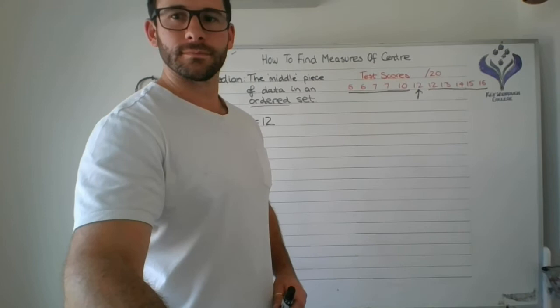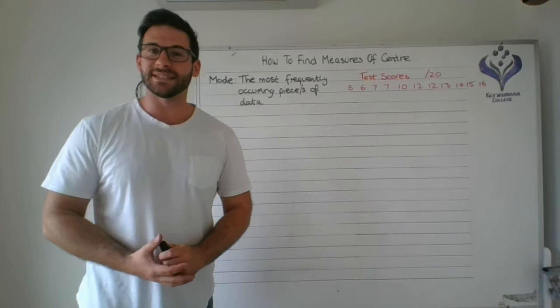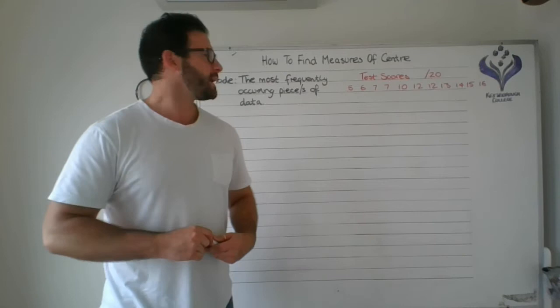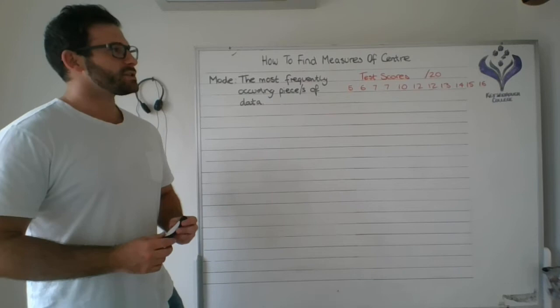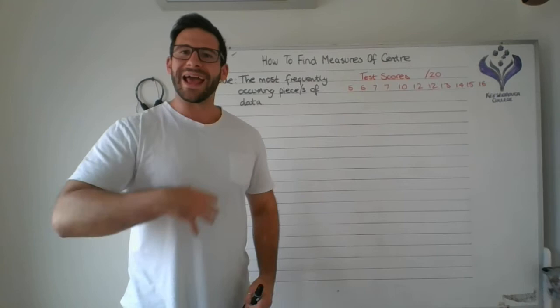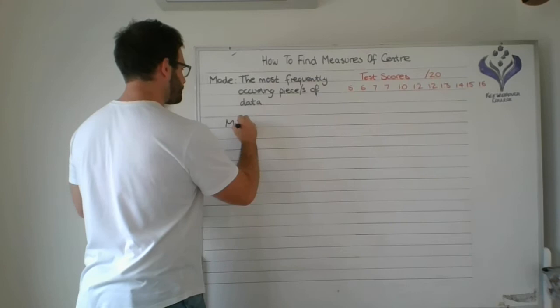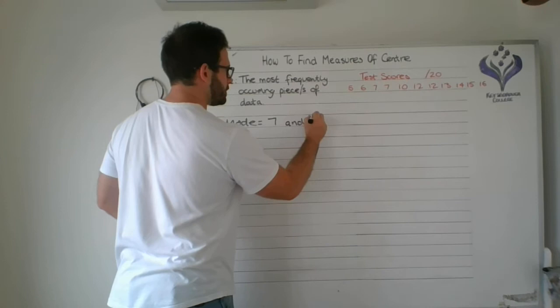Finally, the last measure of centre that we're going to be looking at is the mode. This one's actually really, really easy to find, so I won't go on for too long about it. The mode is simply the most frequently occurring piece of data or pieces of data, which in this case we have a couple. When we look at the term frequent, the highest frequency, it's the one that happens most often. In our data here, you can see that we've got a couple of sevens and a couple of 12s. So the mode for this set of data is going to be both 7 and 12, because we see them the most.